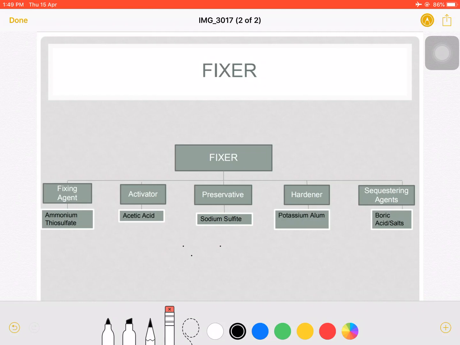Okay, let's proceed to the chemical components of our fixer. First, we have the fixing agent, or what we call the clearing agent. This is responsible for dissolving the unexposed silver bromide crystals, thereby producing a permanent visible image. So ang ginagamit na chemical for a fixing agent is ammonium thiosulfate or sodium thiosulfate. But compared to sodium thiosulfate, our ammonium thiosulfate fixes the film more rapidly.